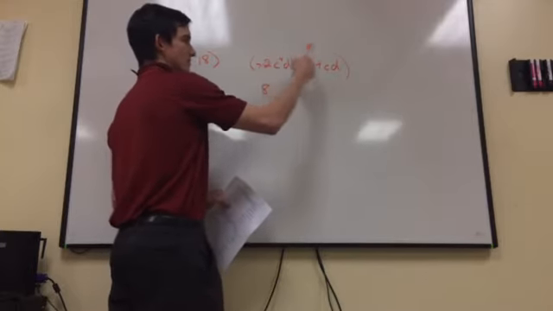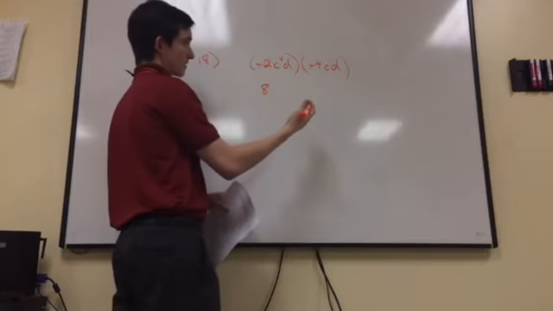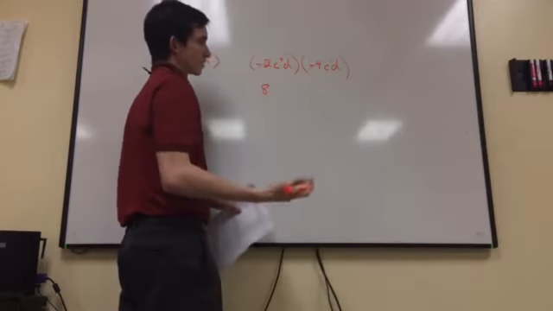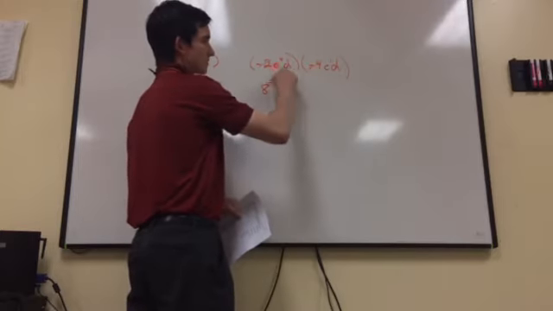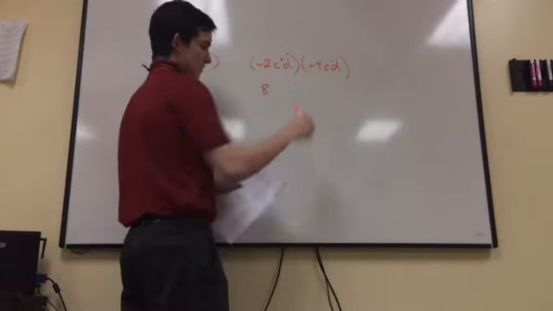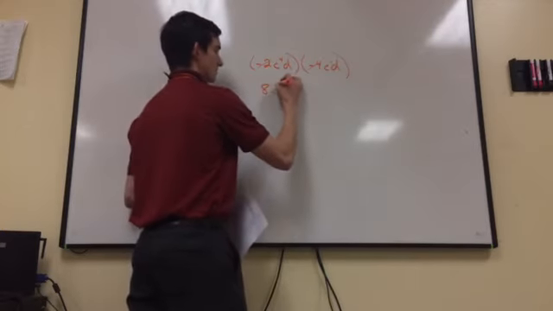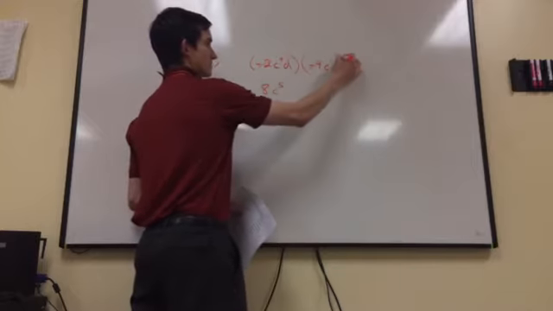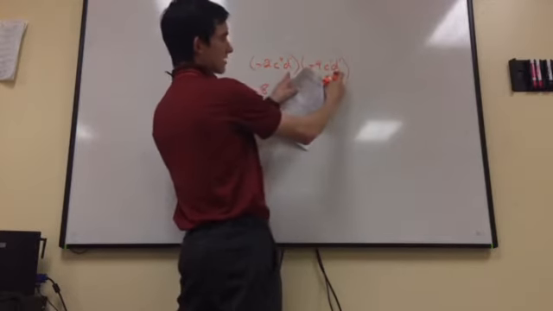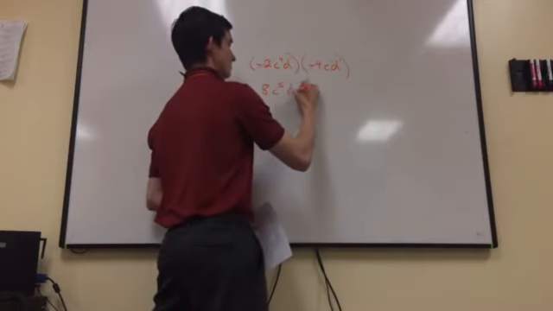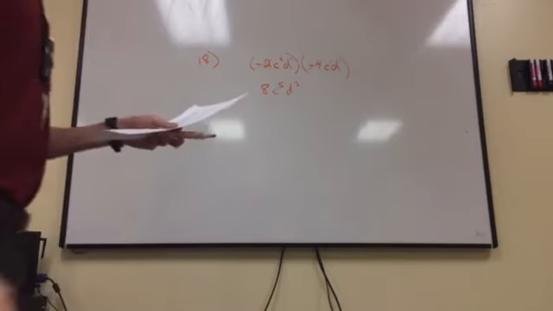C to the 4th times c to the, remember, if something doesn't have an exponent, it's to the first degree. It's not that the exponent's not there, we just don't usually write it. So c to the 4th times c to the 1st. They have the same base, c and c, so you can add their exponents. 4 plus 1 is 5, so that's c to the 5th. D to the 1st times d to the 1st: same base, add the exponents. D squared. That's it for the first section.